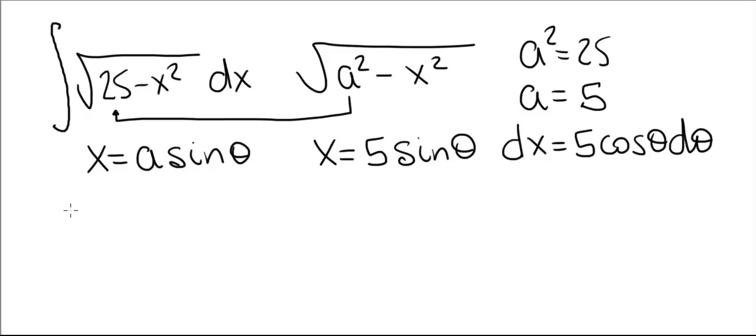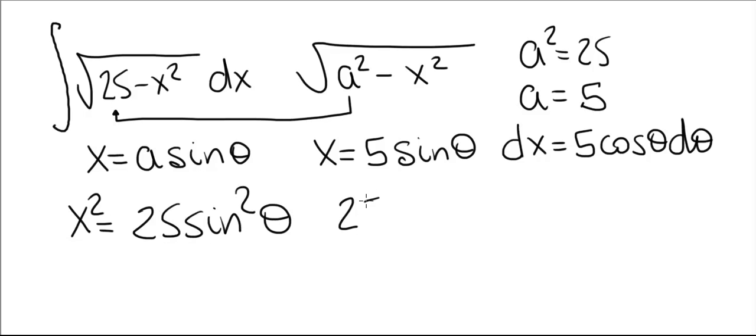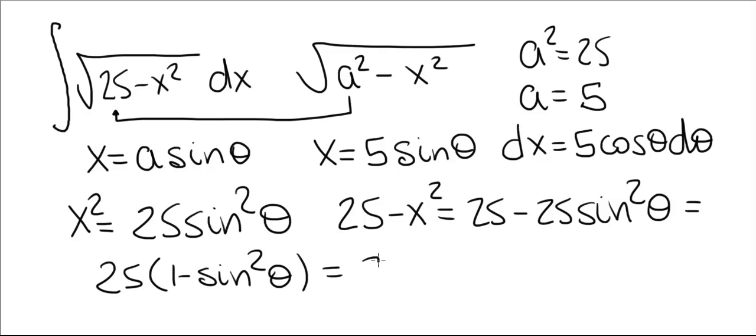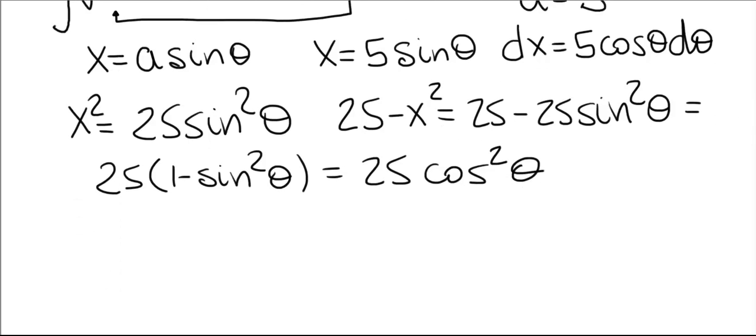Let's replicate what's inside the radical. We're going to square our x, which is 25 sine squared theta. Then subtract that from 25. 25 minus x squared is equivalent to 25 minus 25 sine squared theta. Factoring 25, 25 times 1 minus sine squared theta, which is 25 times cosine squared theta. That is what we'll be putting into the integral inside the radical. This will eliminate the radical and help us solve the problem easier.